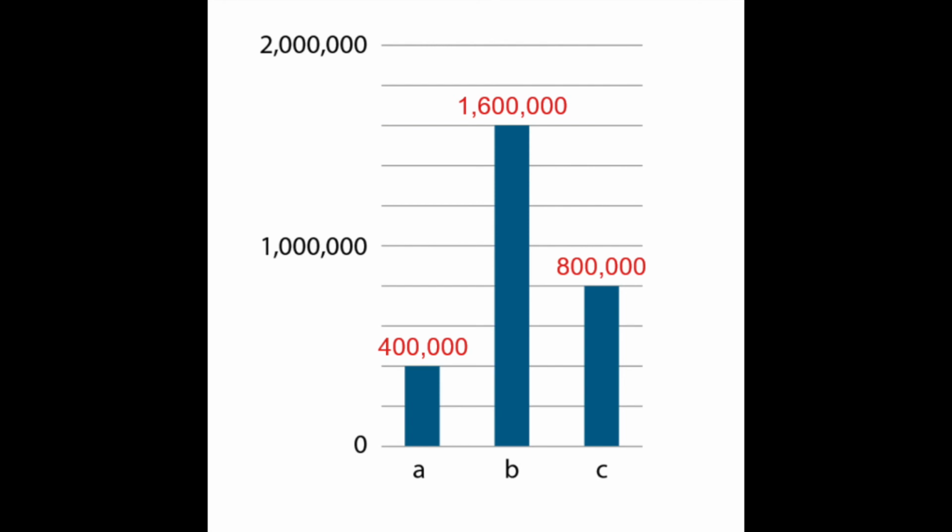Then for B, we can start at 1 million and then again counting 200,000. So B is 1,600,000 and then C is 800,000. Well done if you got that.